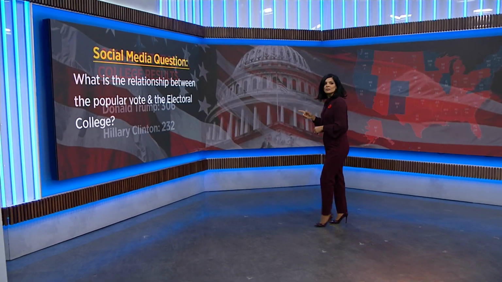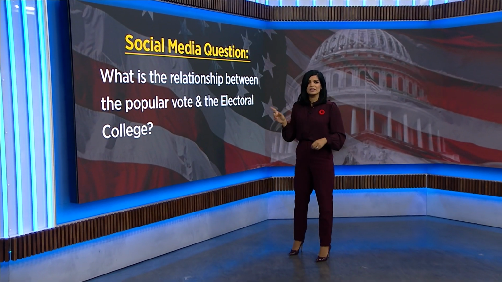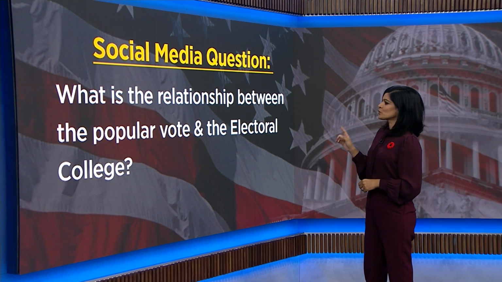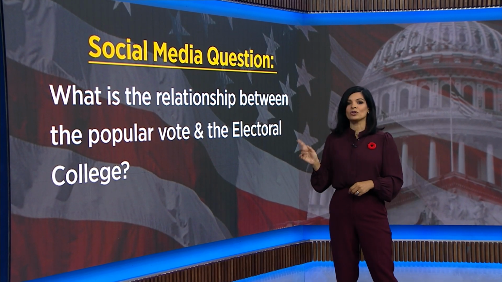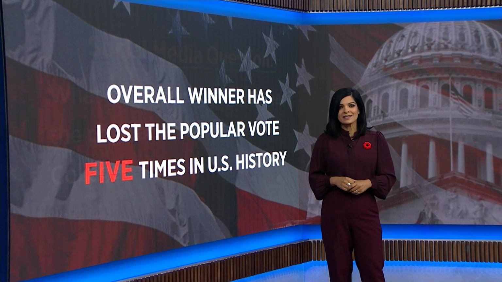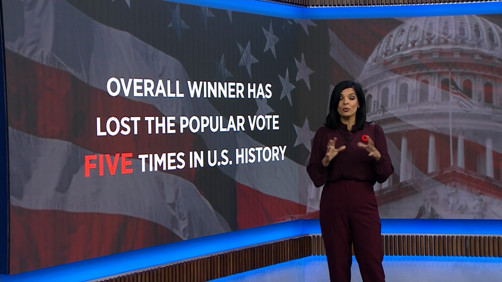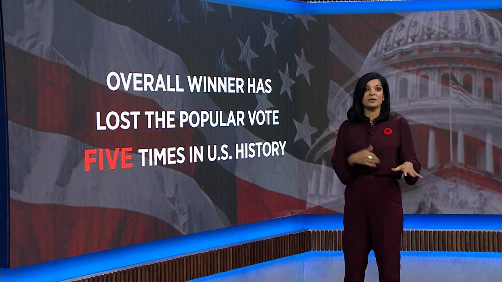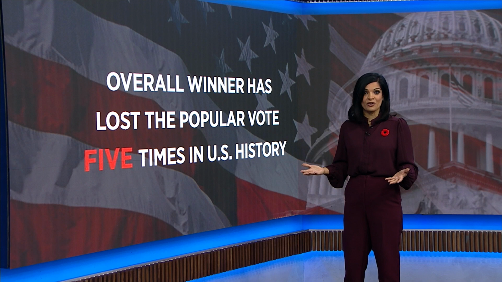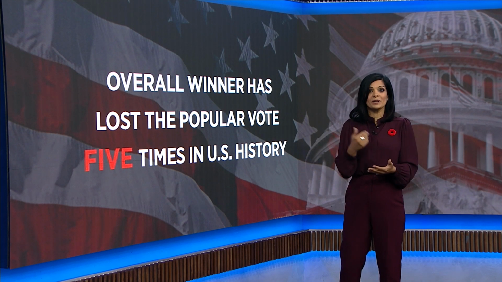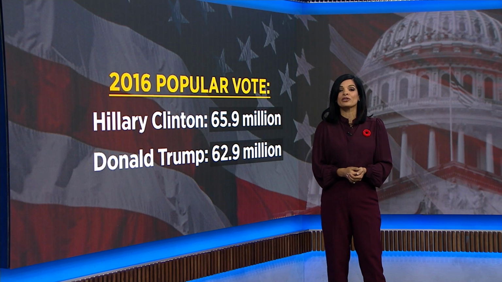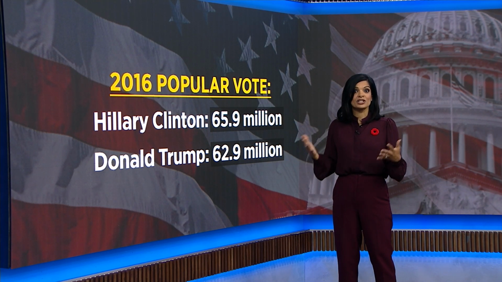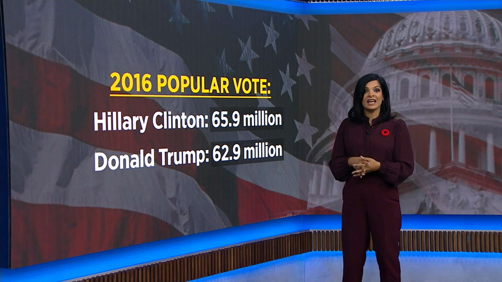So let's look at that a little bit more. We took some questions about the Electoral College from social media. This is what Assad wanted to know. What is the relationship between the popular vote and the Electoral College? That is a great question. 2016 was the 5th time in history where the winner of the U.S. presidential election actually lost the popular vote, meaning that their opponent received more votes for president across the country than the actual president. In 2016, Hillary Clinton received nearly 3 million more votes for president than did Donald Trump. But she lost the Electoral College by more than 80 votes.